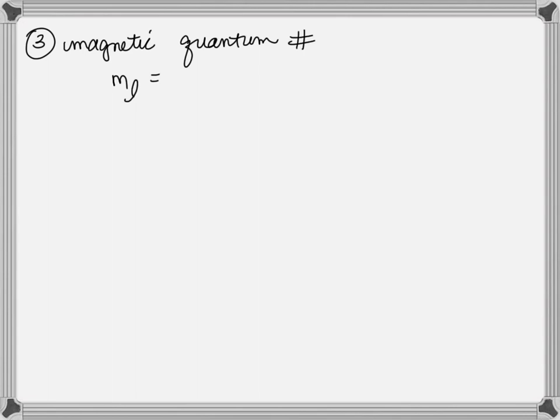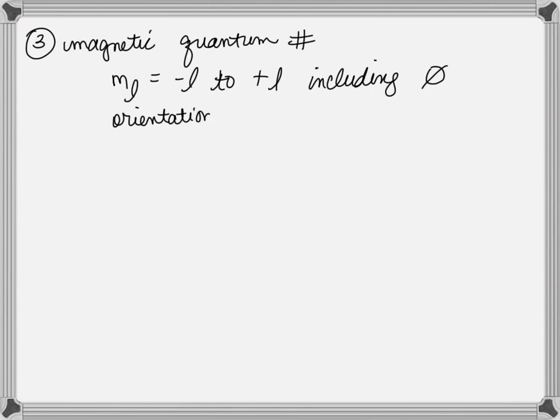Do y'all see under number 3 it says it can have a range from? What that says is it can be from negative L to positive L. It looks like -1 to +1, but it's my font. Negative L to positive L, including 0. So that's the values it can be. What does it tell you about the electron orbital? It tells you the orientation of the orbital in space.